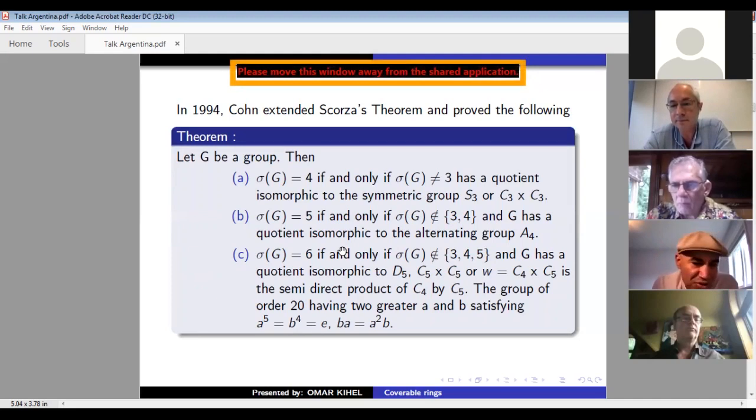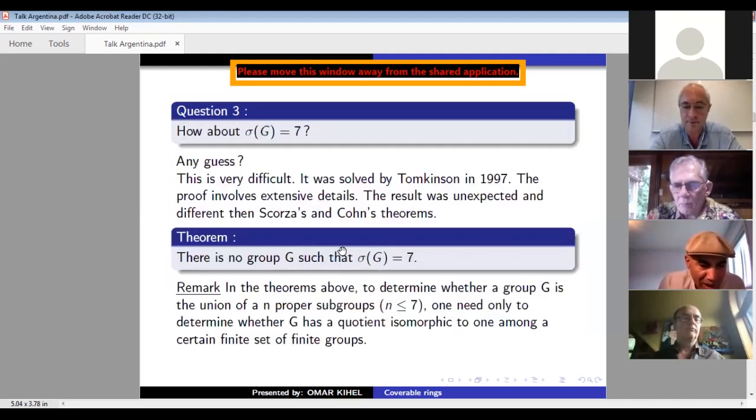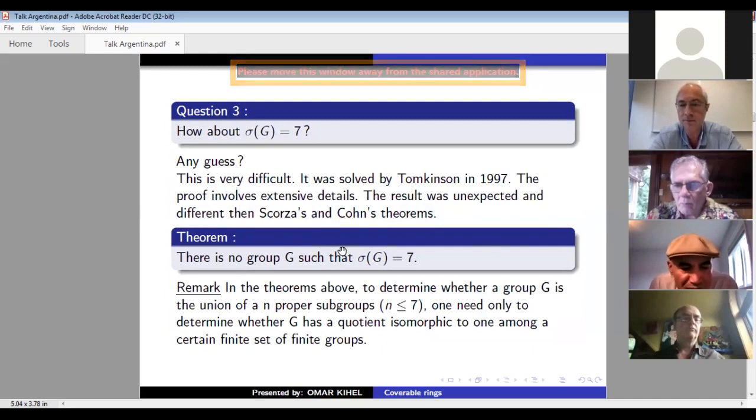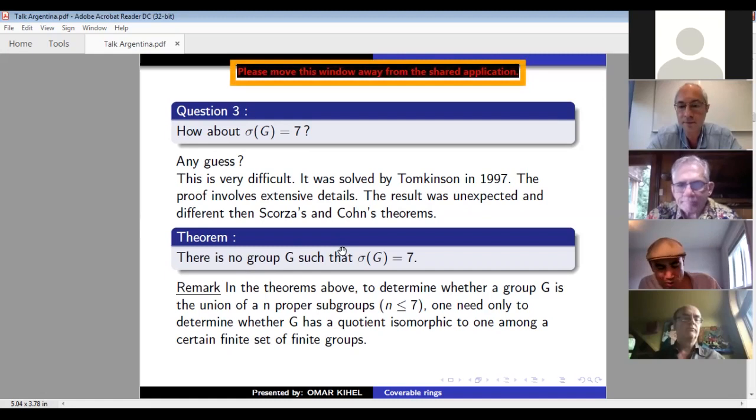Kahn stopped here, and he made a conjecture, but he could not prove it. A few years later, this theorem was proved by Tomkinson. People asked, what happens for sigma G equals 7? Can we apply the same ideas? Can we have a similar result? And the theorem says there is no group G such that sigma G is equal to 7. The first time I saw this result, I was kind of disappointed, because I thought there is no obvious hope to generalize these kinds of results.